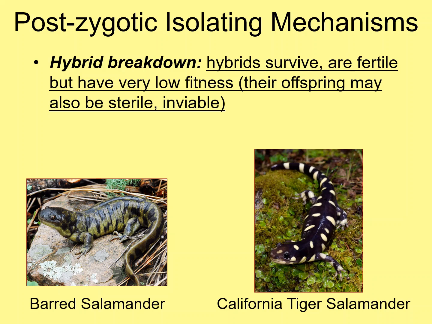And our last post-zygotic isolating mechanism is known as hybrid breakdown, which is an odd name. It doesn't really explain exactly what it is. So in hybrid breakdown, again, you've had either a prezygotic mechanism that was not in place or was overcome, and you've had a hybrid form. The hybrid is viable, it survives, and it is fertile, but, so there's a little caveat there, it survives, it can reproduce, but it has very low fitness.